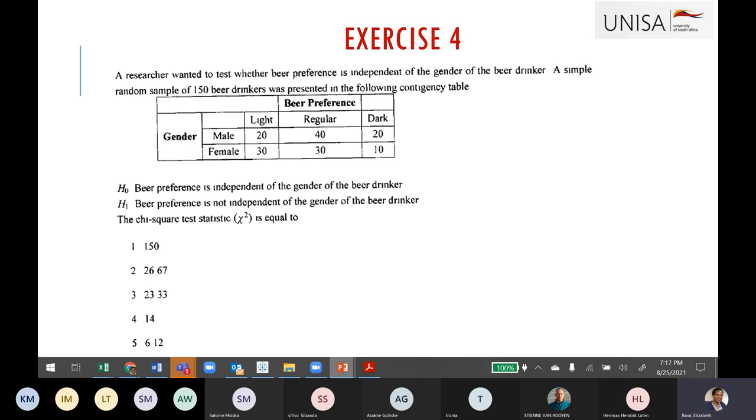A researcher wanted to test whether beer preference is independent of gender, and there is your random sample of 150 beer drinkers. Null hypothesis, beer preference is independent of gender. Alternative, beer preference is not independent of gender. The chi-square test statistic is equal to. Let's see if you can get it right.